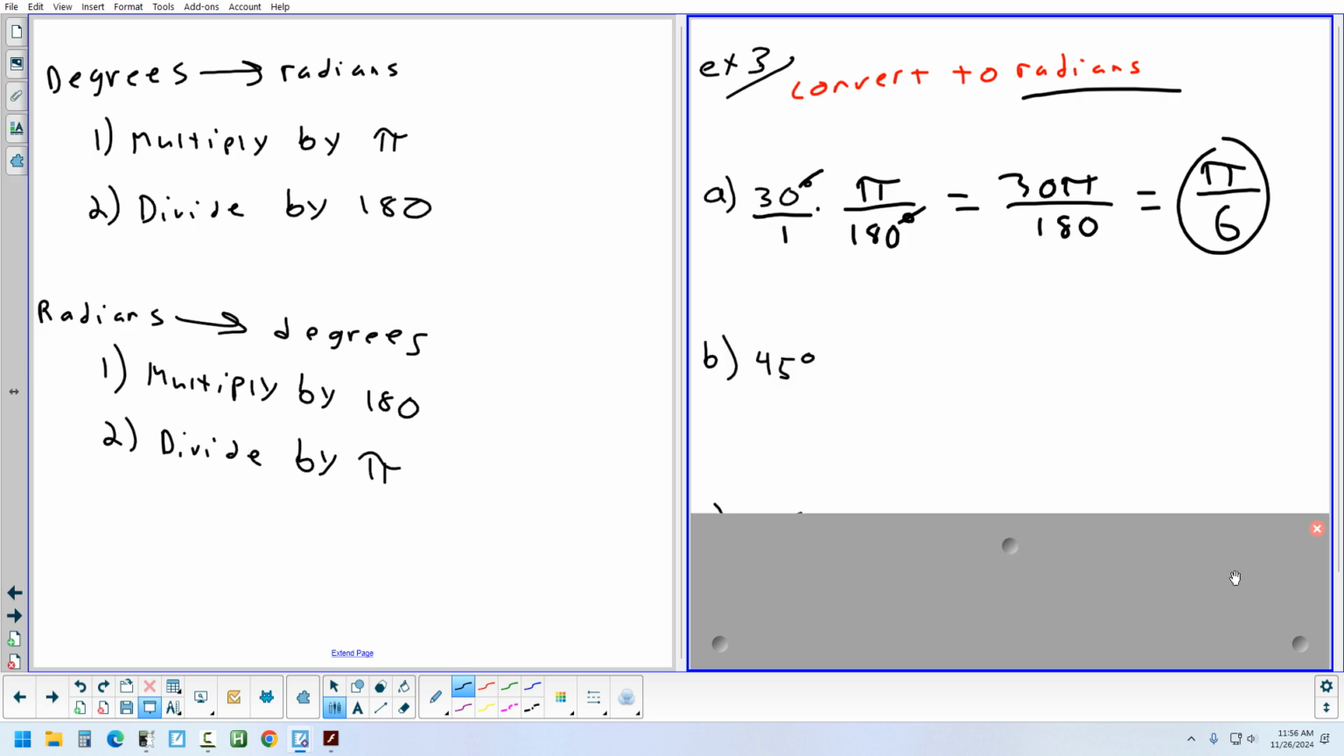Let's try another one. Okay, converting degrees to radians. What unit is going to go in the bottom? Because we need it to cancel. Yeah. Degrees. Radians is in the top. What number do we always put with the degree symbol?